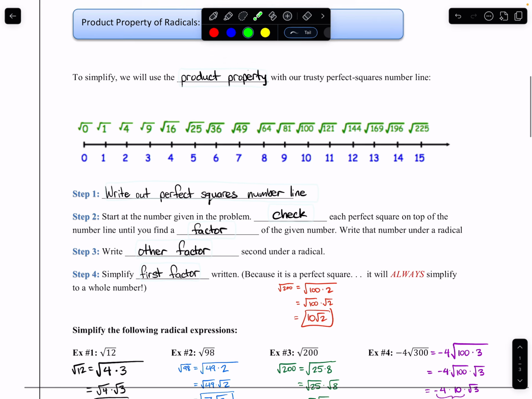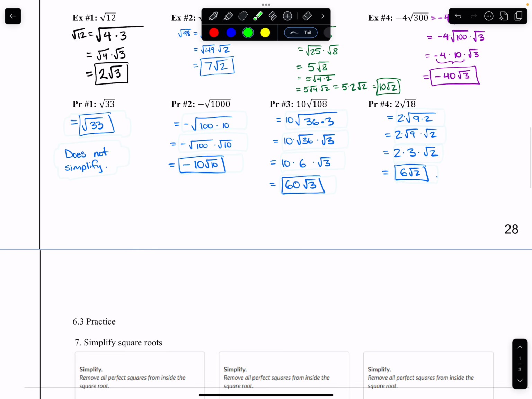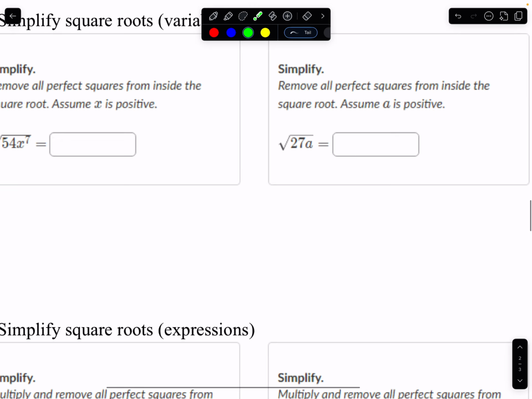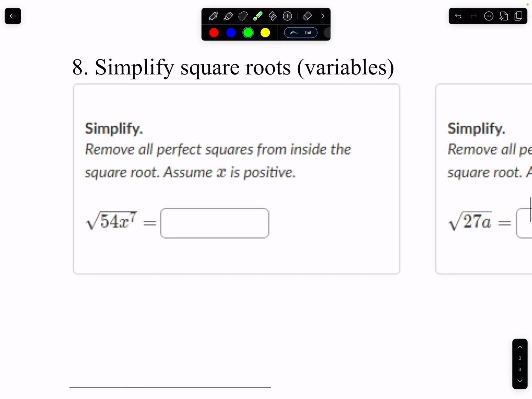And that is it for lesson 6.3. We did not practice any simplifying when there's variables involved, so we are going to go into the practice here just for a question. I want you to try this one as well. You'll see this in Desmos, but the idea pretty much stays the same.